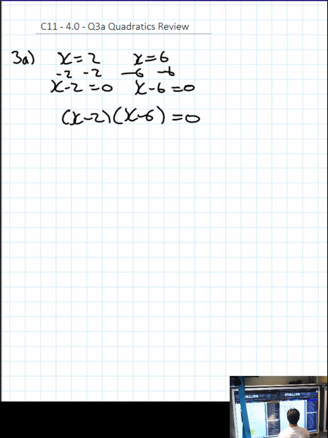Let's cross out 0 and say y, just to the right. Exactly. So both of those answers are valid. Let's circle that. So that's in factored form. y equals bracket that, bracket that. We're now going to FOIL it out.